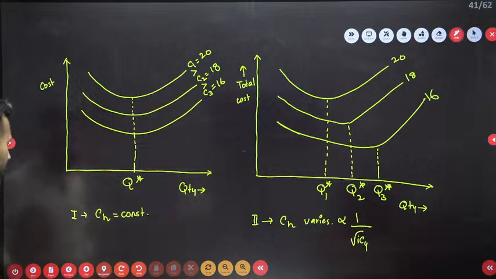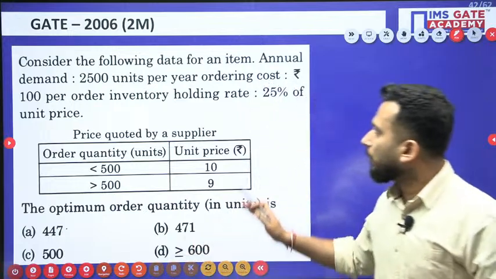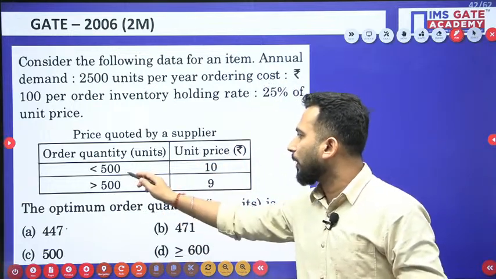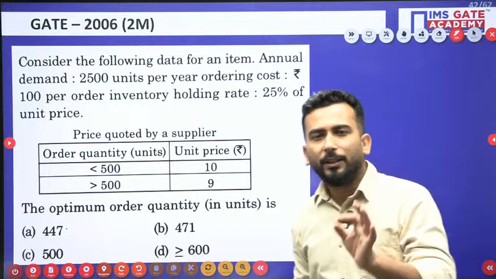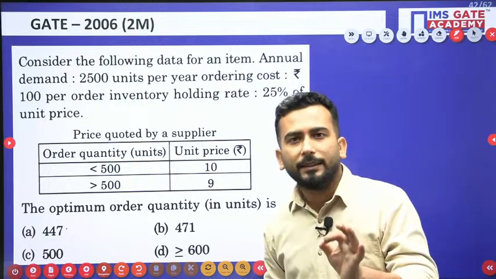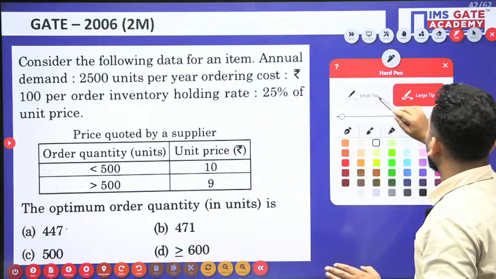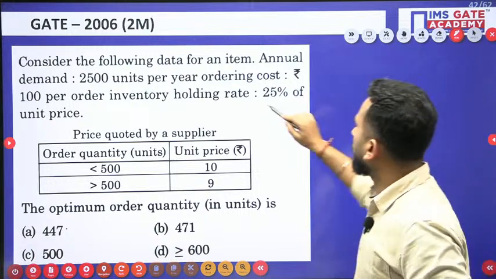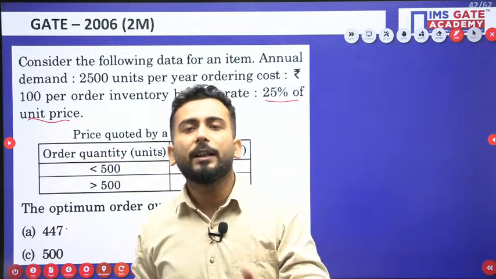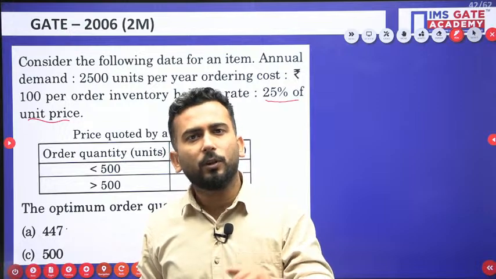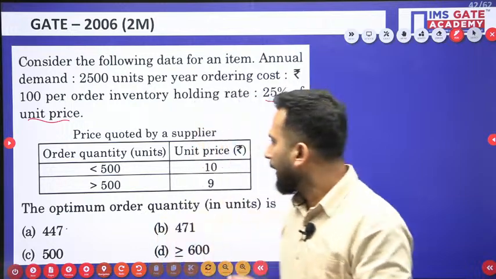For example, this is the question that you are seeing over here. The question is: what is the optimal order quantity? If order quantity is less than 500, unit price is this. If order quantity is more than 500, unit price is this. First of all, you should see whether it is case 1 or case 2. He has clearly told you that it is 25% of the unit price, that means some percentage of unit price, so your CH is changing. When CH is changing, your quantity will change. The EOQ will be different. It will move to the right. So, okay, case 2 curve.